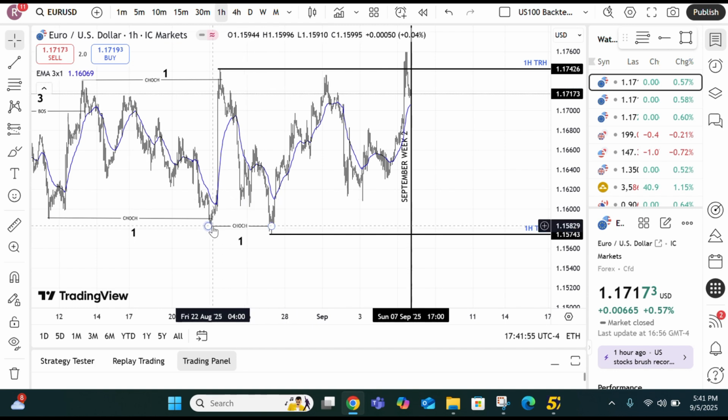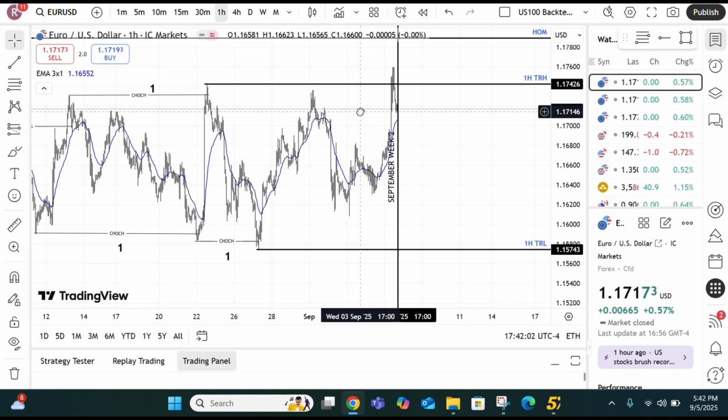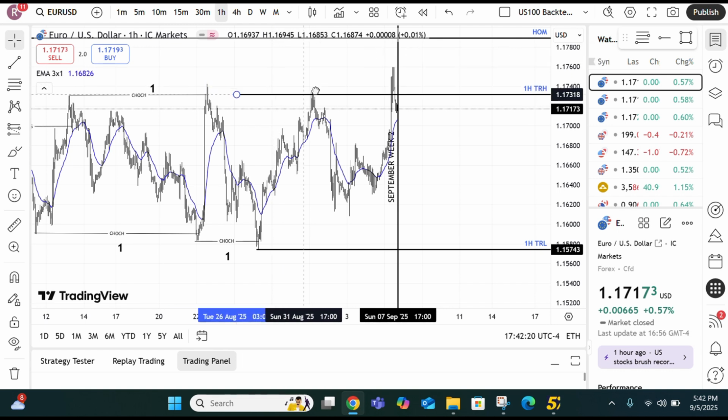So we had a change of character down here. Now we have another change of character up here. And in my previous videos, I keep saying I am yet to get a confirmed trend, because when you have a change of character, the trend change of direction is still unconfirmed. The second break of structure is what would really confirm that we are in a trend.